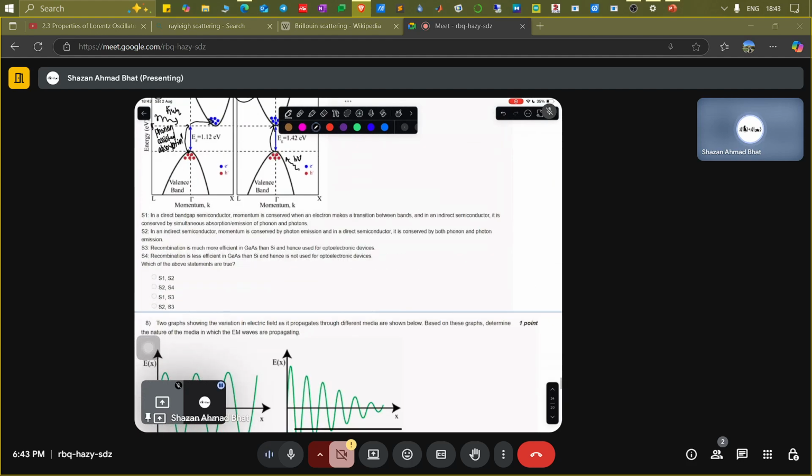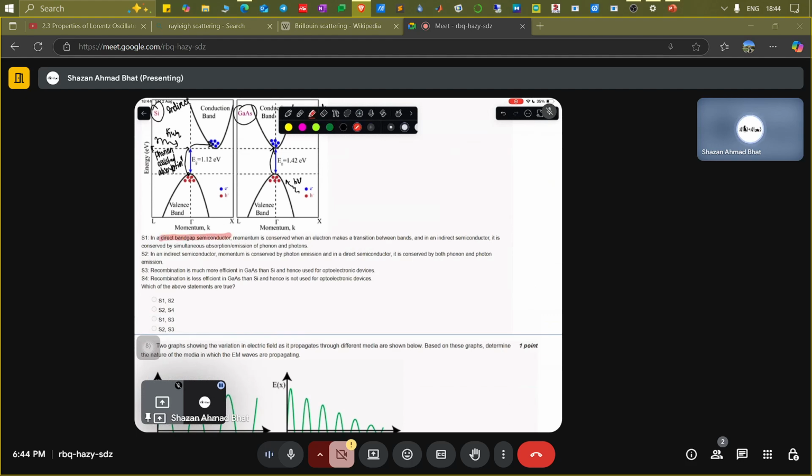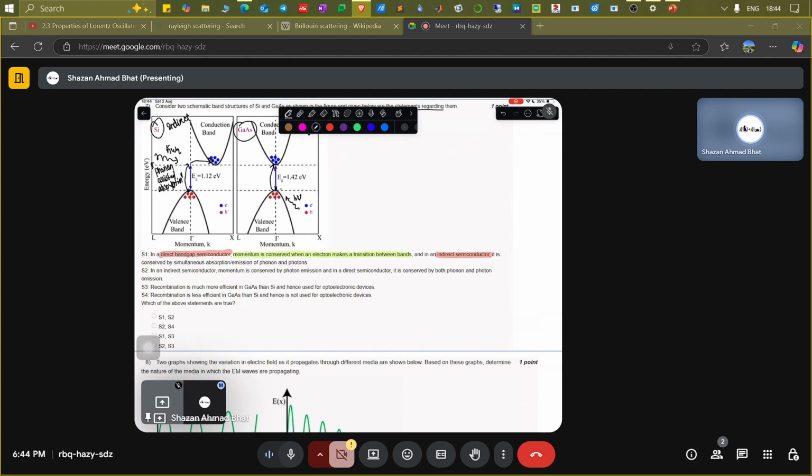In a direct bandgap semiconductor, momentum is conserved when an electron makes a transition between bands, and in an indirect bandgap semiconductor, it's conserved by simultaneous absorption and emission of phonons and photons. Okay, so we're talking about first direct bandgap semiconductor, and then there is indirect bandgap semiconductor. For the direct bandgap, it's saying that momentum is conserved when an electron makes a transition. That's absolutely true because the momentum is conserved means they are at the same k value. The k value is not changed in case of direct bandgap semiconductors. If this is, let's say, k1, the electron goes to a higher energy state, but with the same wave vector, k1. But the energy changes, obviously.